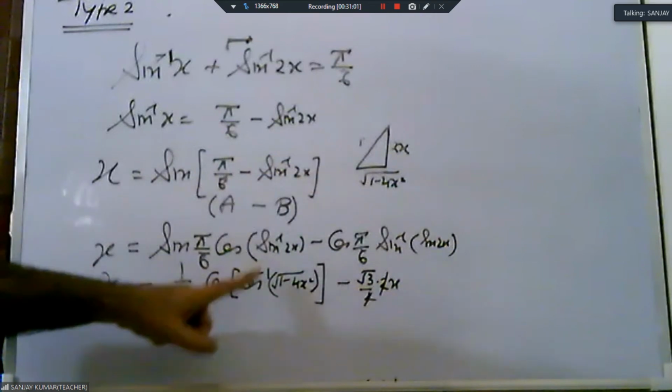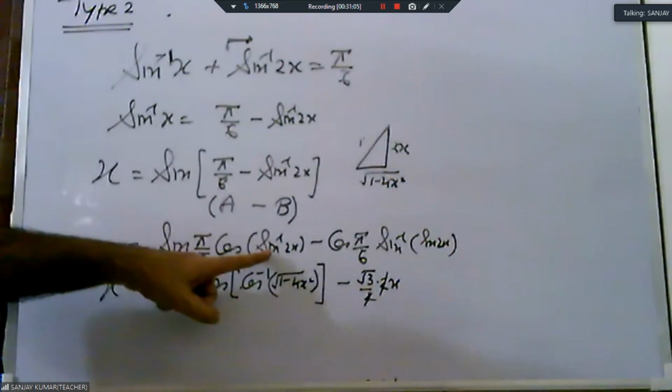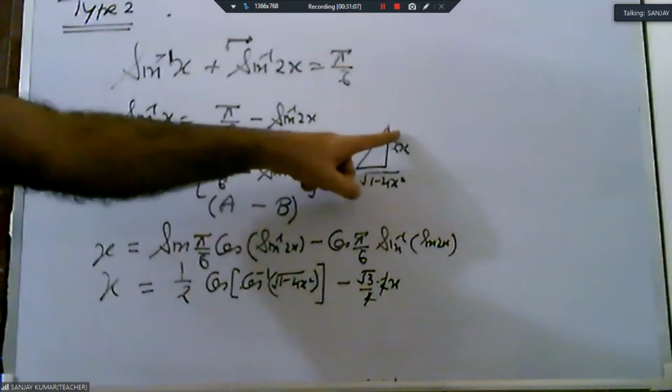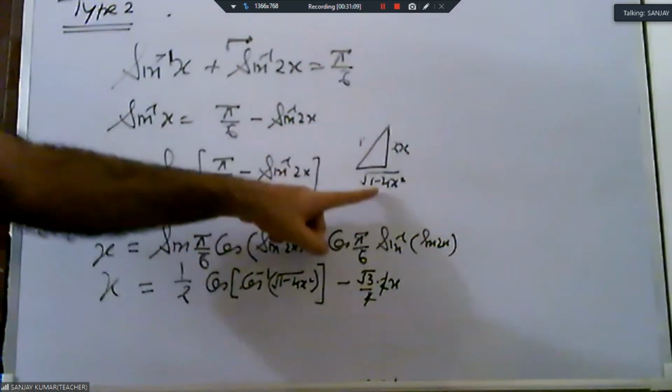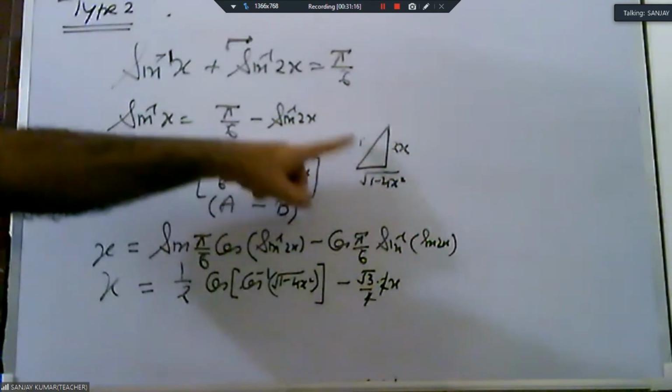We convert into cos inverse. We already discussed in the last class how we convert this sin inverse into cos. We make a triangle for it. Triangle means perpendicular upon hypotenuse. Then by the Pythagoras theorem, we get this value. Now the cos inverse is based upon the hypotenuse. This means under root 1 minus 4x square by 1.